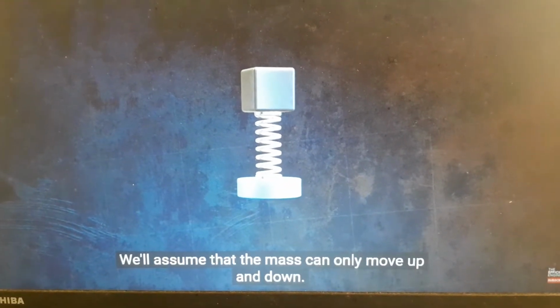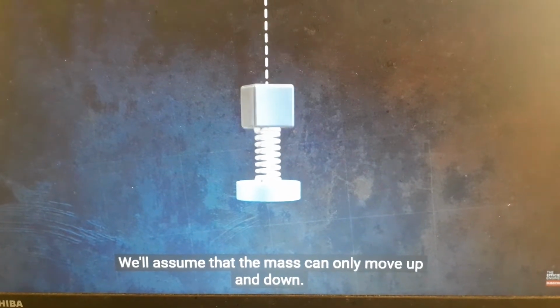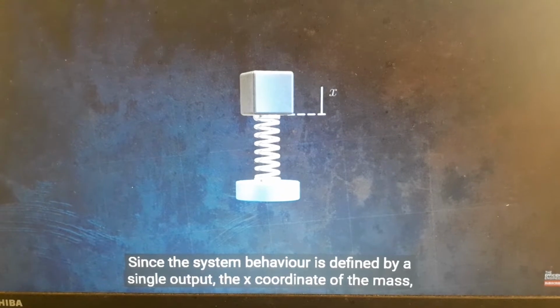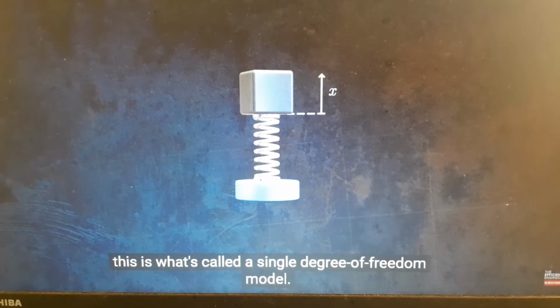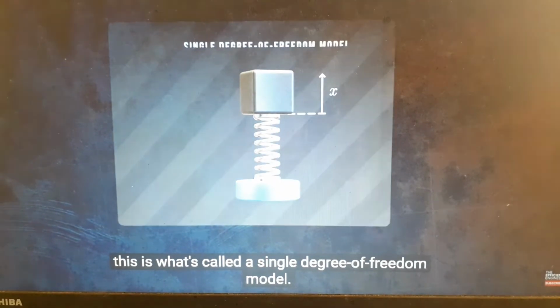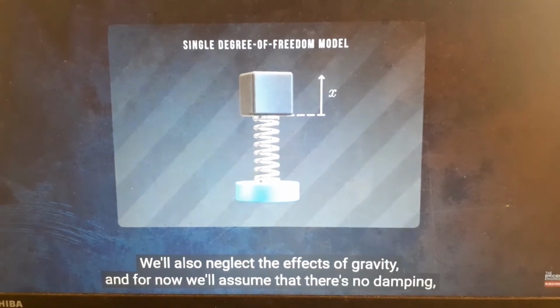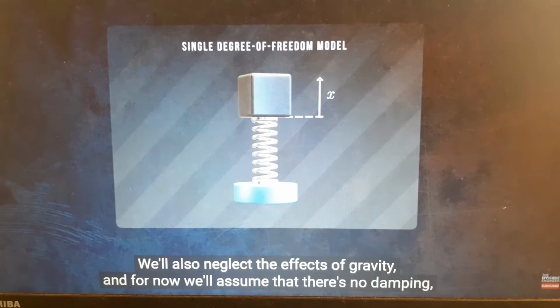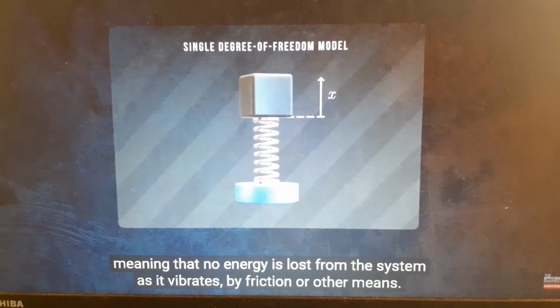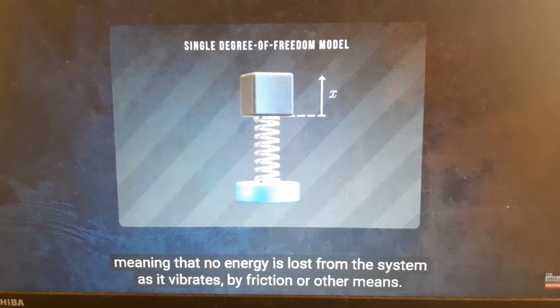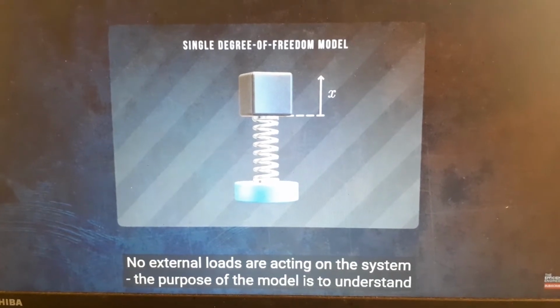We'll assume that the mass can only move up and down, since the system behavior is defined by a single output, the x-coordinate of the mass. This is what's called a single degree of freedom model. We'll also neglect the effects of gravity, and for now, we'll assume that there's no damping, meaning that no energy is lost from the system as it vibrates by friction or other means. No external loads are acting on the system.